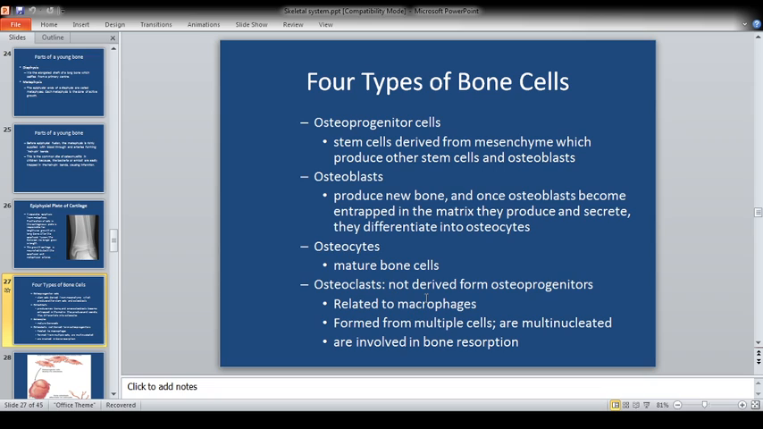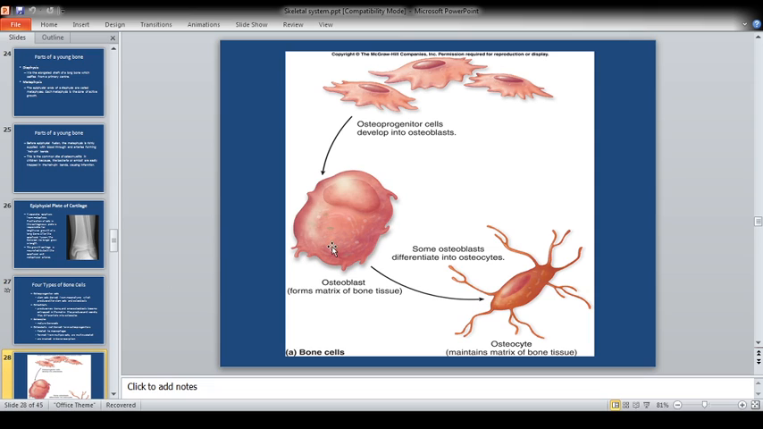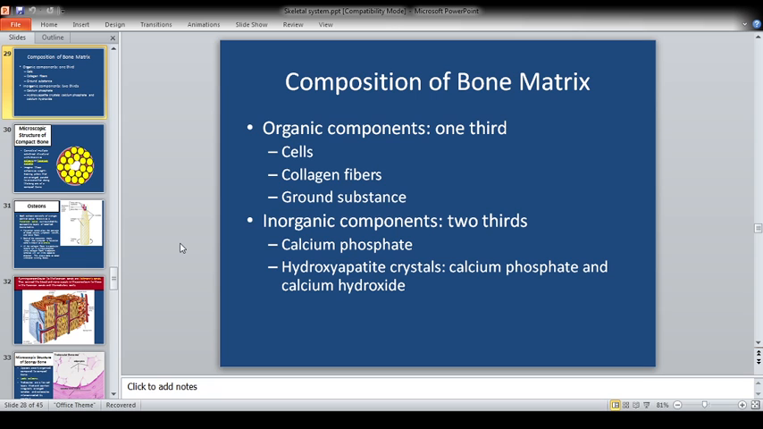They are related to macrophages, monocytes. They are formed by multiple cells and are multinucleated and are involved in the bone resorption or breakdown of the bones. So what happens is osteoprogenitor cells or the stem cells, which are derived from the mesenchyme, develop into the osteoblasts. Osteoblasts would secrete the matrix and then become entrapped in that matrix and known as osteocyte. And osteoclasts break down these osteocytes.